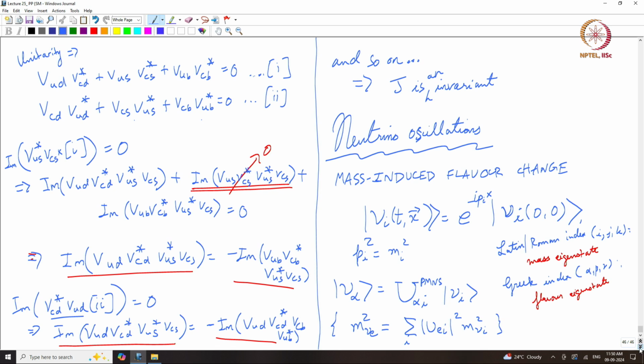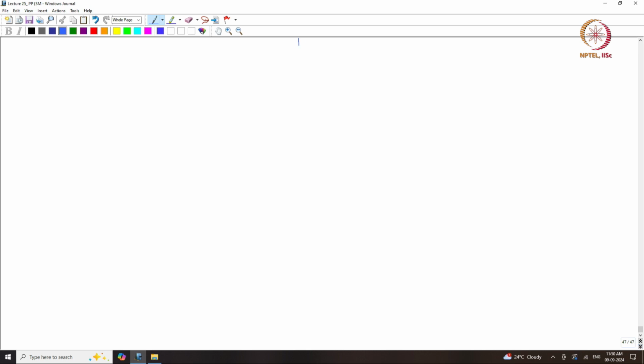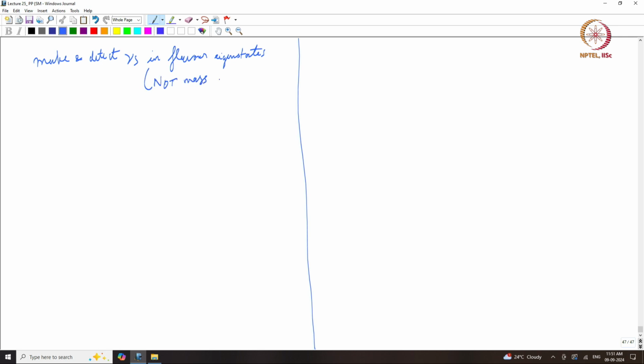Now, here comes the notion of oscillations. Remember I said that it is not just much easier, it is exclusively only possible to make and detect neutrinos in flavor eigenstates. That is not mass eigenstates.